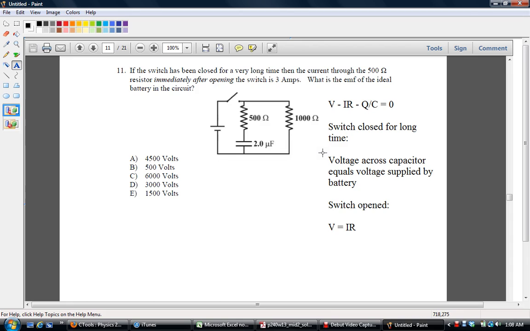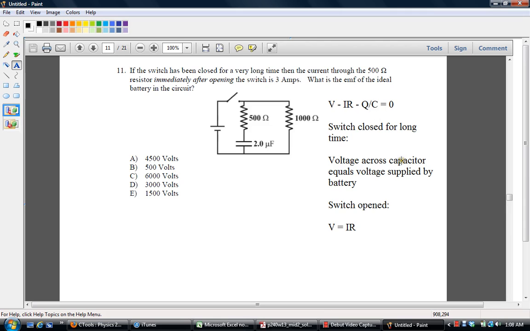So this question pertains to RC circuits, so we can use some of the concepts we learned there. The first thing I have here, the loop law for a circuit when the switch is closed, would be V minus IR minus Q over C from the capacitor equals 0. When the switch has been closed for a very long time, the current through the loop containing the capacitor goes to 0, which means that this simplifies to V minus Q over C equals 0.